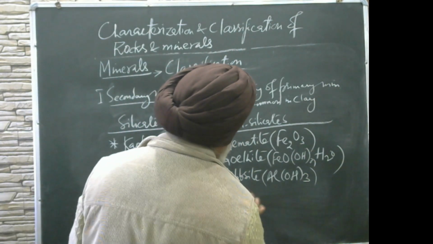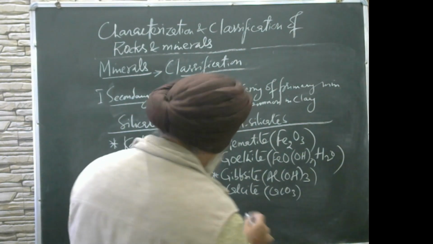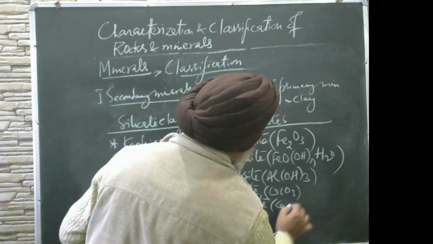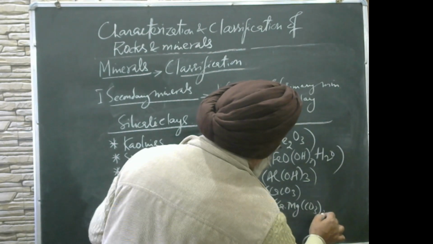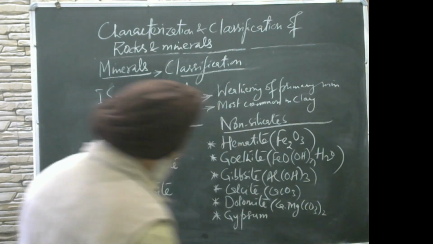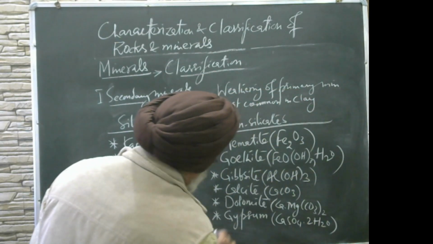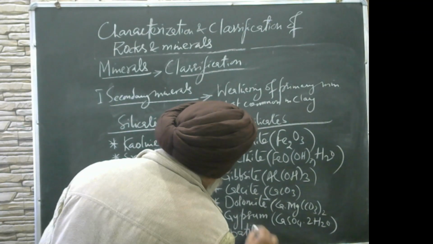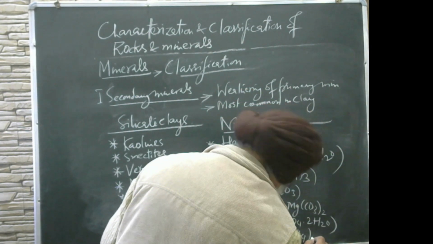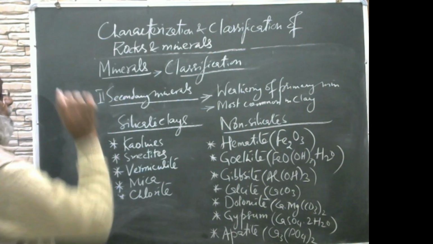Then you have calcite. It's a calcium mineral, calcium carbonate. And then we have dolomite. Dolomite is calcium magnesium carbonate, containing both calcium and magnesium carbonates. Then gypsum. This is your calcium sulfate with 2 molecules of water. And then you have apatite. Apatite is a calcium and phosphate mineral. So these are some of the non-silicates and silicate clays. So this is the second group, that is secondary minerals.